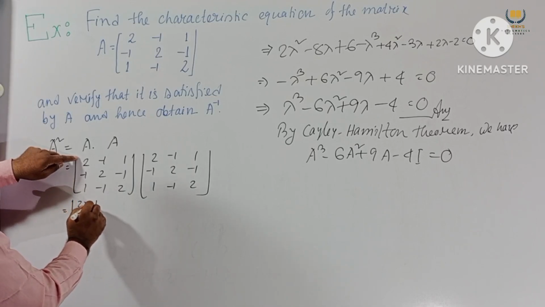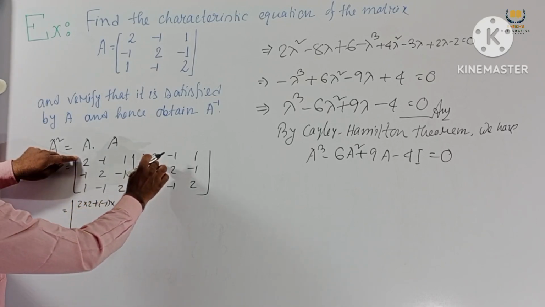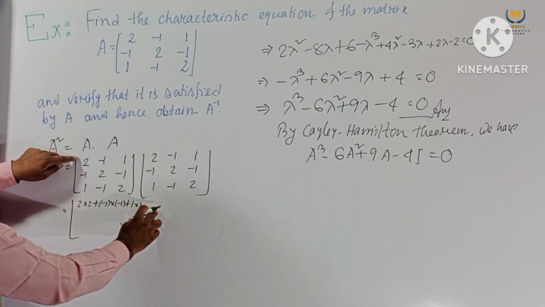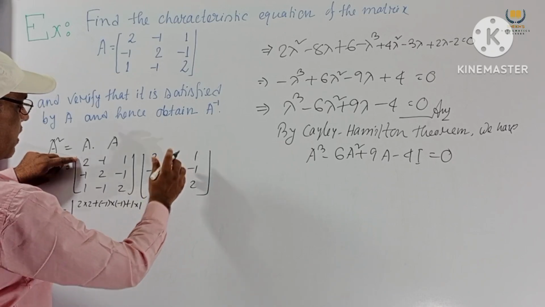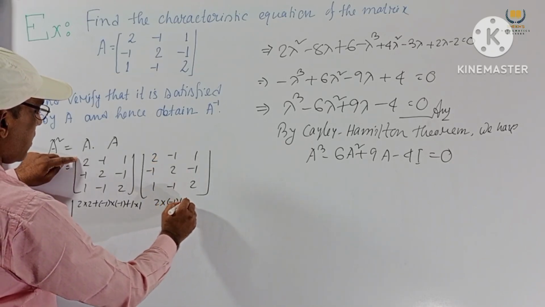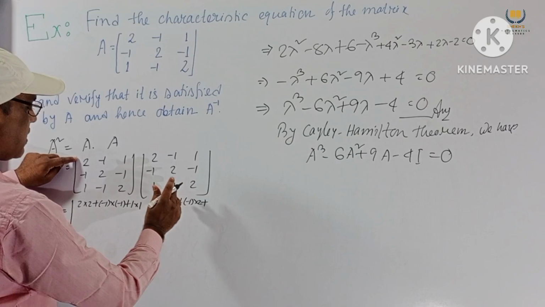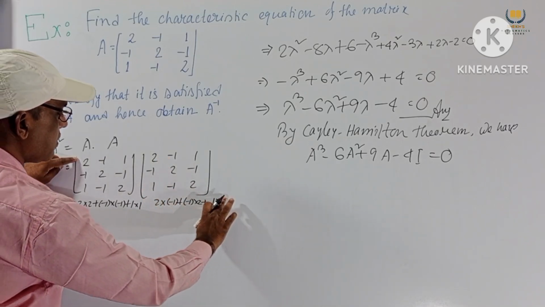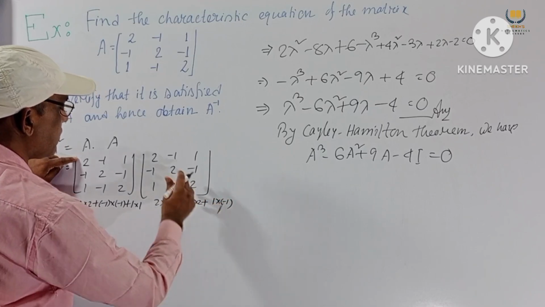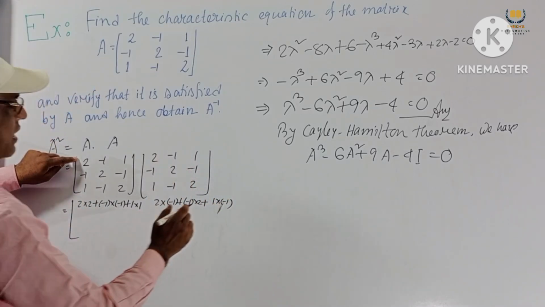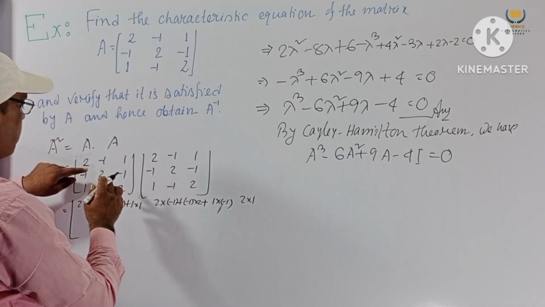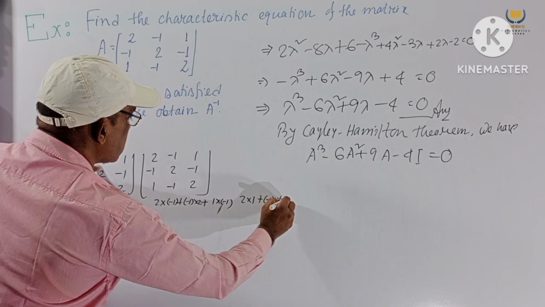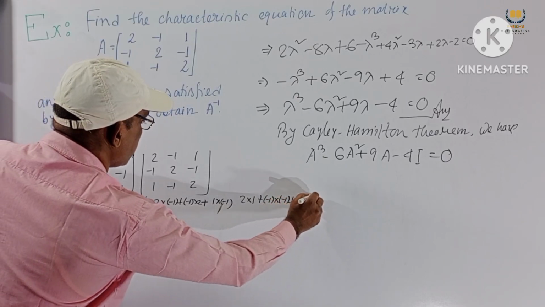2 into 2 plus minus 1 into minus 1 plus 1 into 1. This column is finished. Again, 2 into minus 1 plus minus 1 into 2 plus 1 into minus 1. This column is also finished. Again, 2 into 1 plus minus 1 into minus 1 plus 1 into 2. We get this.